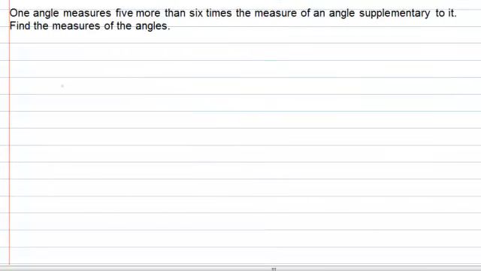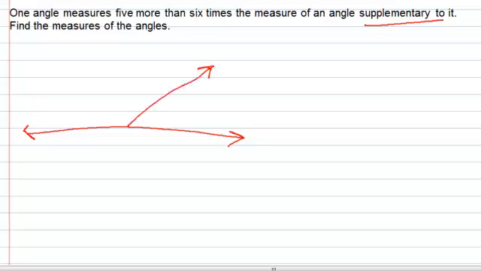So let's do one more with the angles. So this says one angle measures 5 more than 6 times the measure of the angle supplementary to it. So the key here is we're looking at supplementary angles. We need to remember what that is. And supplementary angles are angles that add to 180. So there's our two angles. And again, it says one angle, so we're just going to call that the first angle and the second angle.